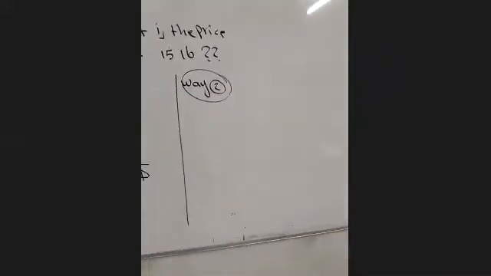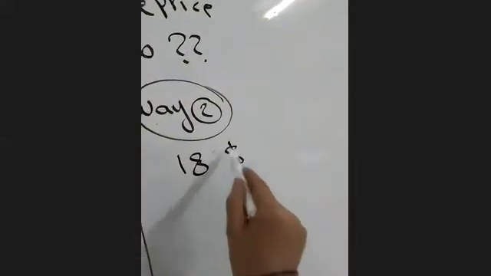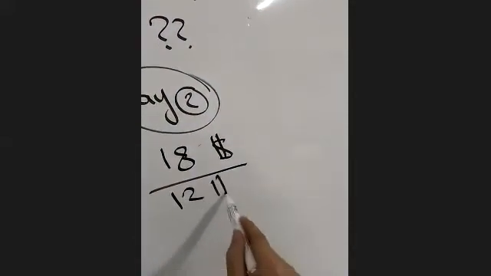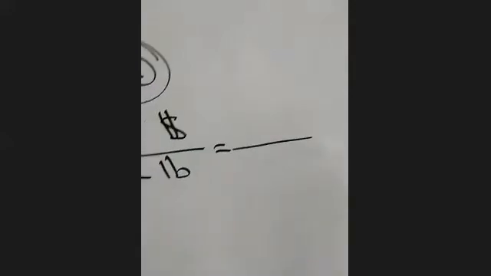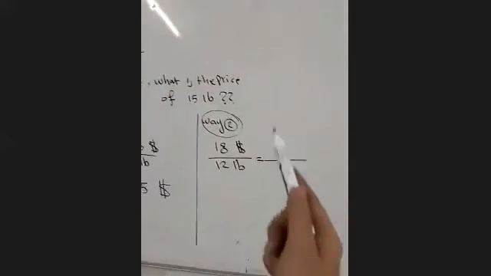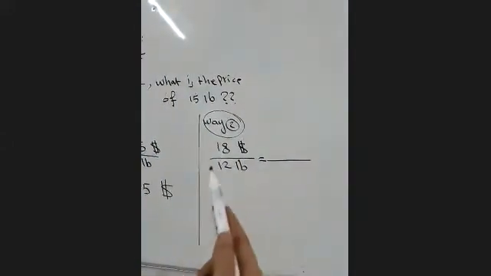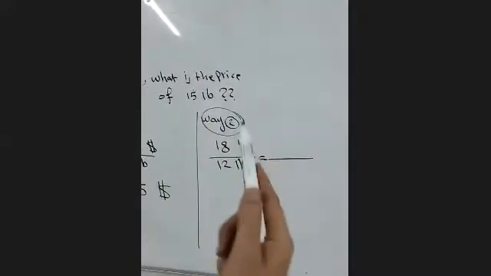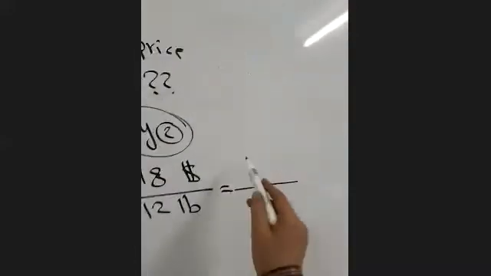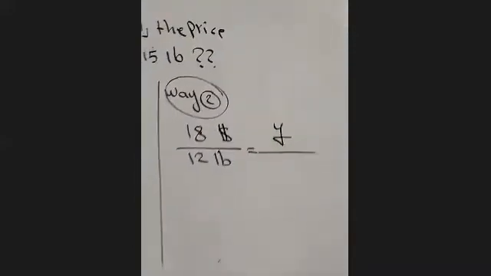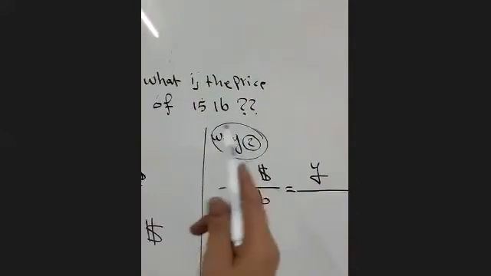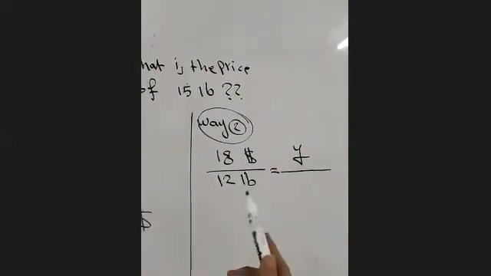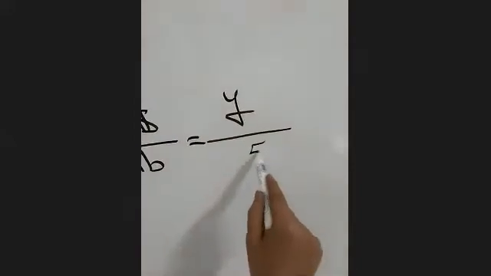Way 2, guys, we will use, if you remember, the cross product. So our rate here is $18 for the 12 pounds. I will put equal and I will make my other rate. The other rate, guys, I will make it from the question. This is given and this is the question. What is the price? It means the question wants us to know how many dollars. So here, my variable, y. The price of what? Of 15 pounds. I put the pounds down, so down will be 15.